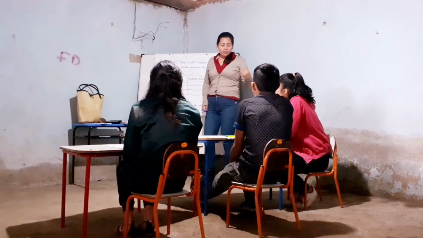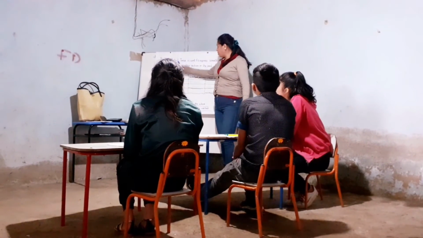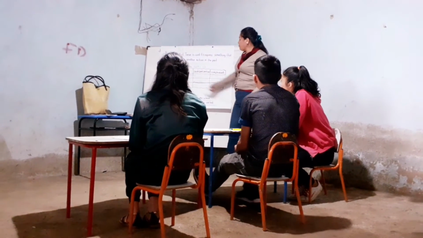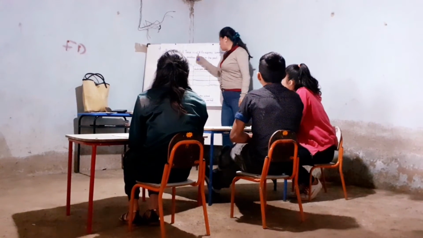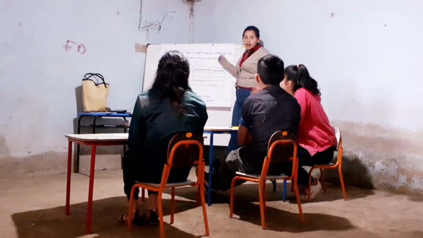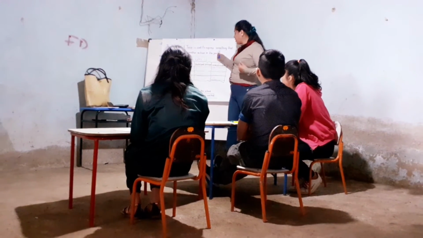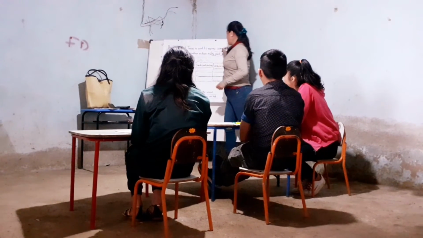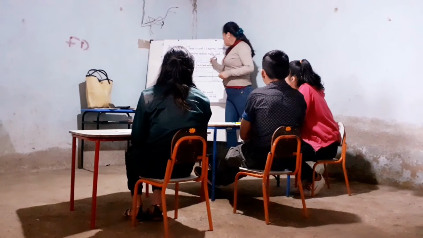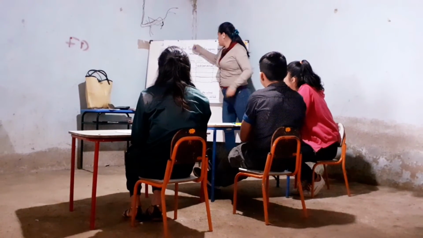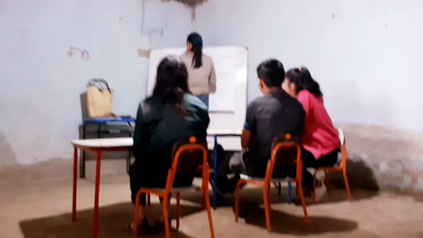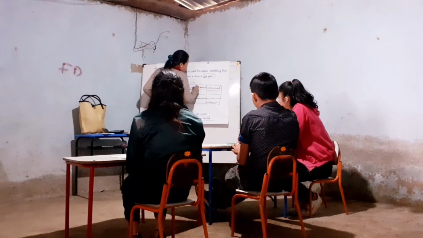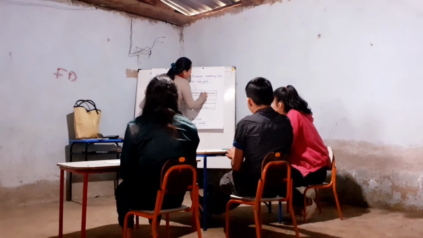Now I am going to talk about past perfect tense. The past perfect tense is used to express something that happened before another action in the past. The ground rule in past perfect tense is: subject, have, verb in past participle, and complement.